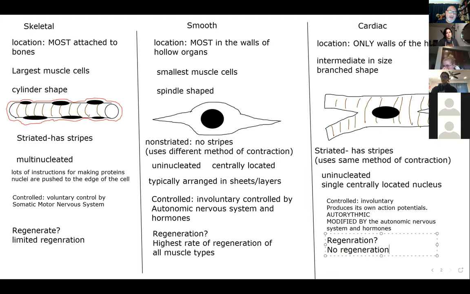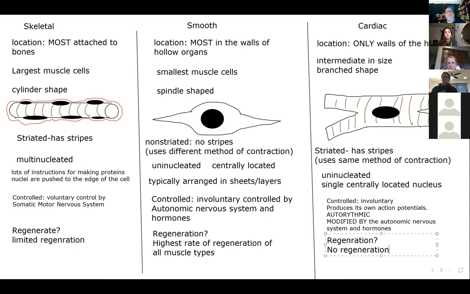Often what they're looking at now to try to repair is more to grow from stem cells new cardiac tissue that could then possibly be transplanted in. So that's what they're doing now. So it's not so much regenerating as growing it from scratch.